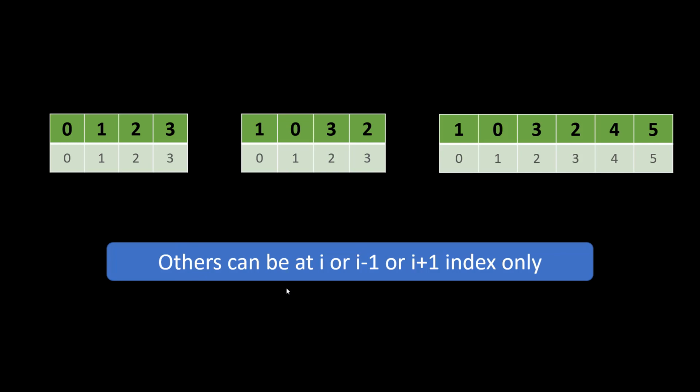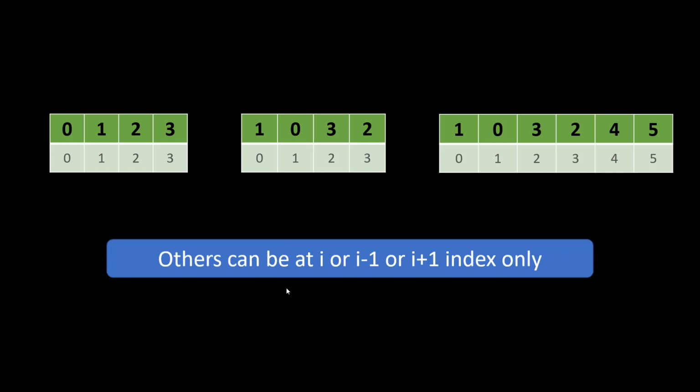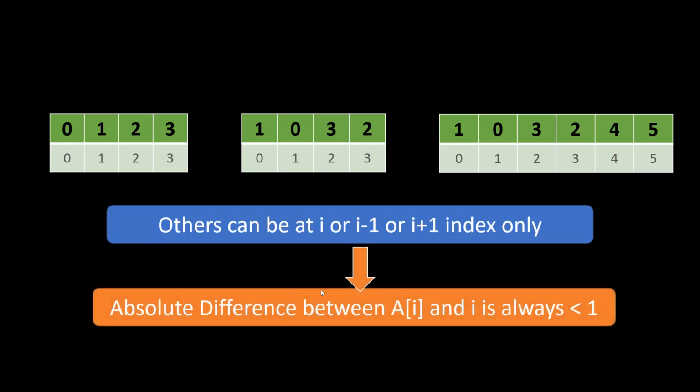I can only have the numbers at the i minus 1 or i plus 1 index. And so this can also be stated as the absolute difference between any index and the number would always be at most 1, that is either 0, or plus 1 and minus 1, which gives us 1 when we find its absolute value. So that's all for this question.